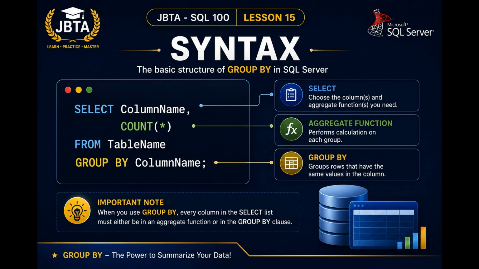If we use the count function, SQL Server returns the number of employees in each department. If we use the sum function, it returns the total value for each department. If we use the AVG function, it returns the average value for each department. The important point to remember is that Group By does not return every row from the table. Instead, it returns one summarized row for each group. Understanding this simple syntax is the first step toward creating powerful reports and summaries in SQL Server.